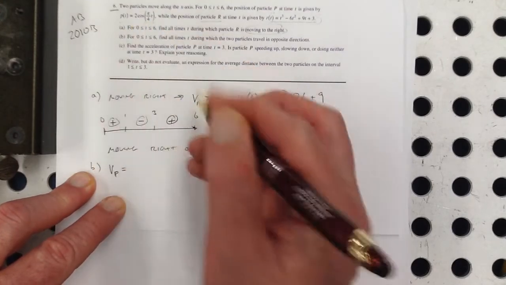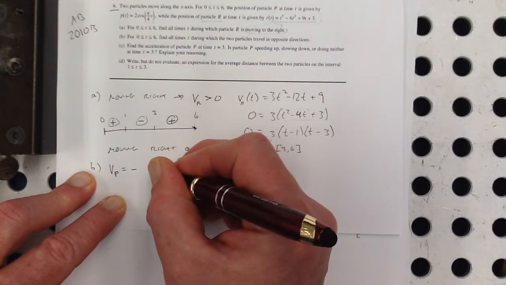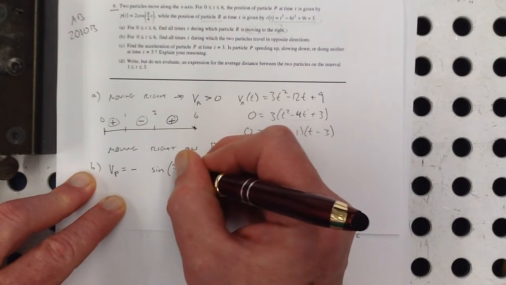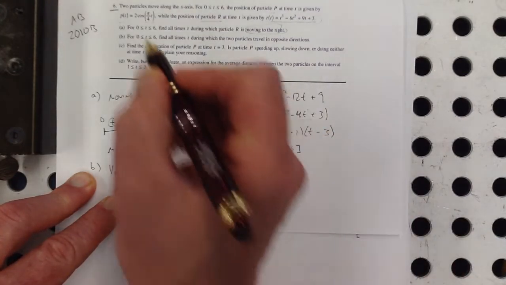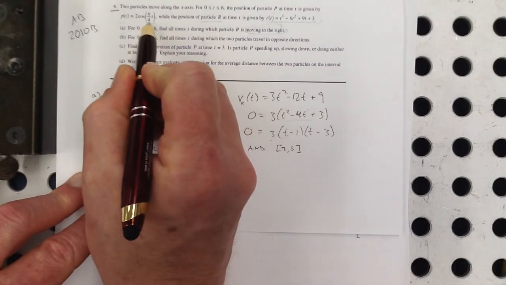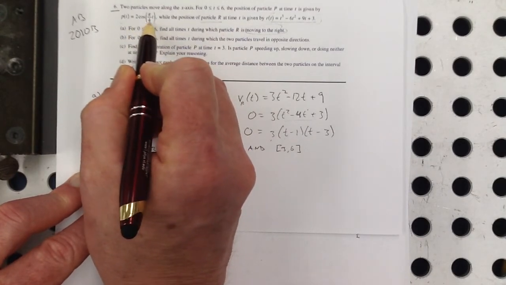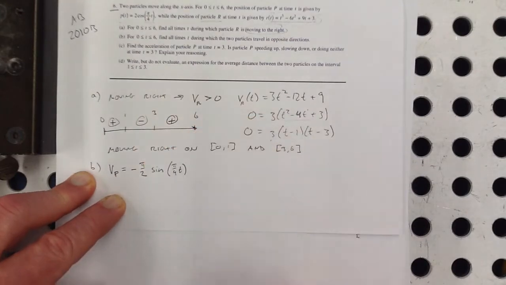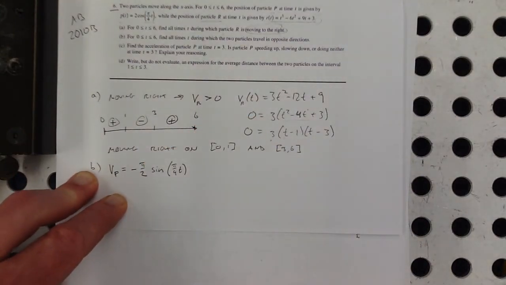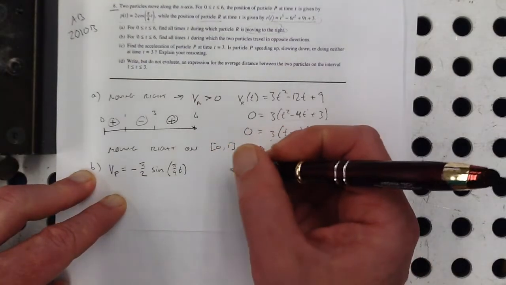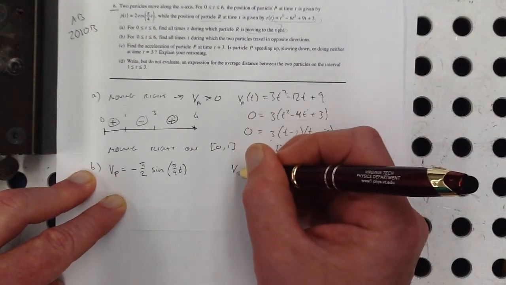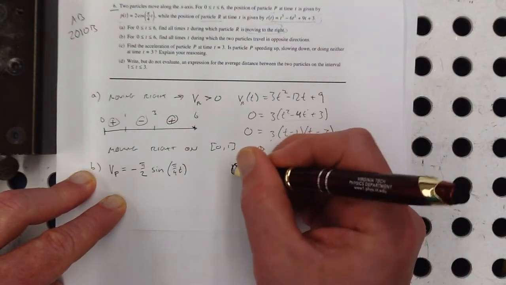So the derivative of cosine is negative sine of pi over 4t, and then the chain rule pops out a pi over 4, so pi over 4 times 2 is pi over 2. So that is the derivative. And we'd like to know, just like we did here, we'd like to set that equal to 0.